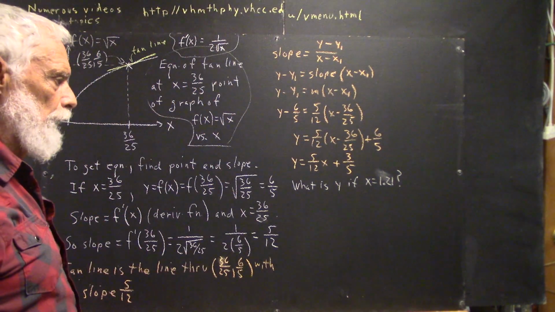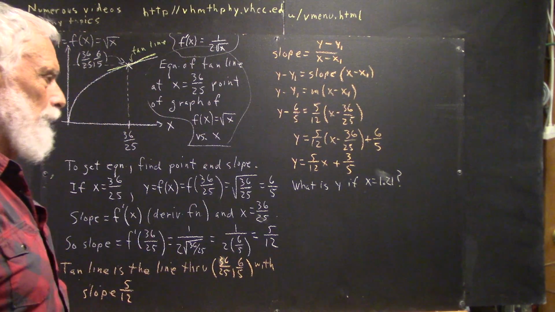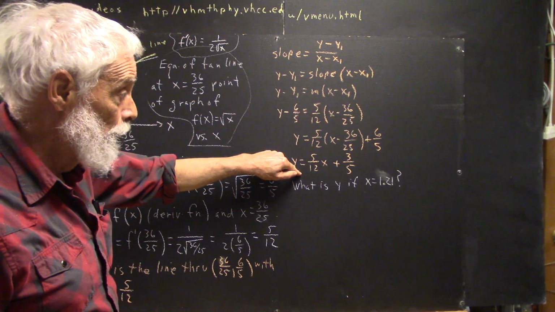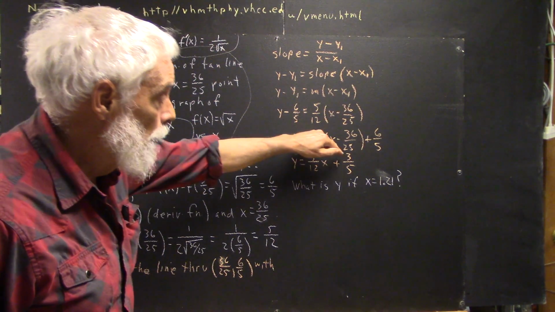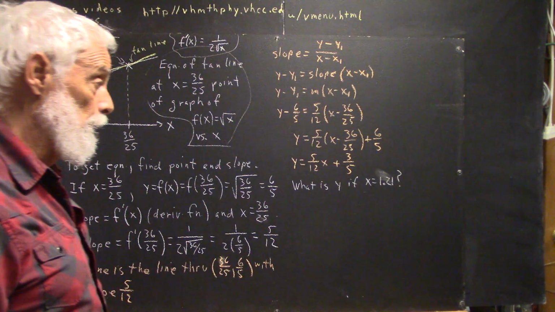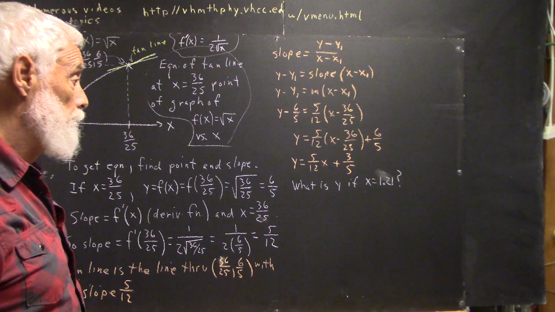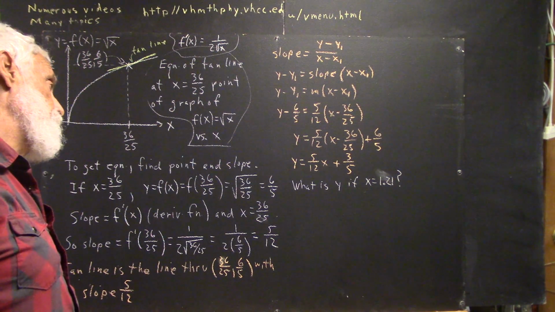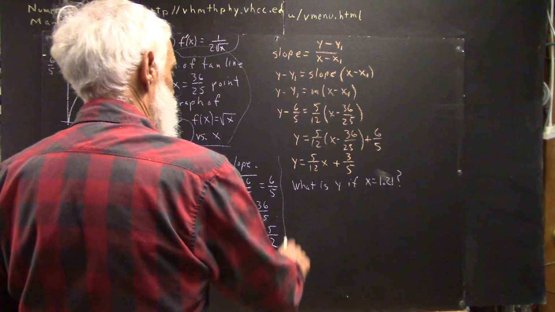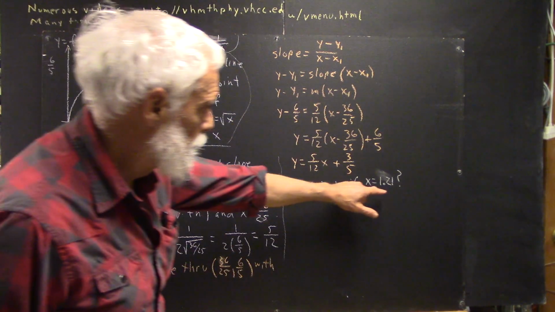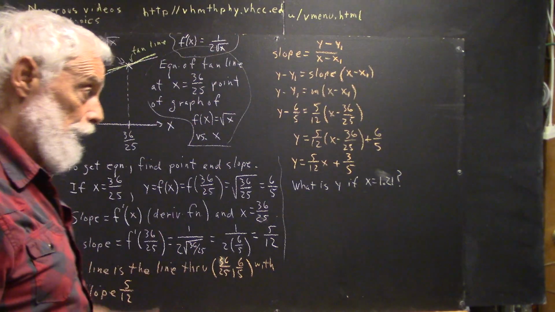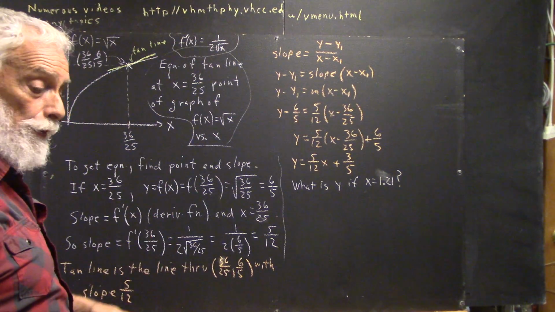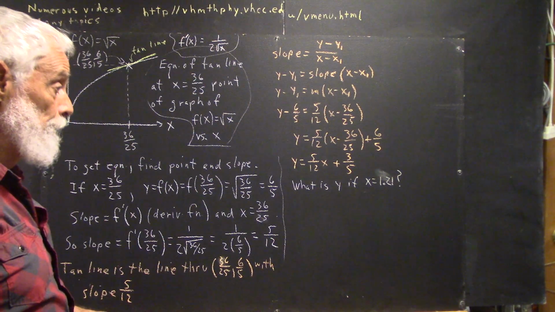I'll probably do that off camera because you don't want to watch me. 1.21 over 12 is pretty close to 0.1. So you got like 0.5 here, and this is 0.6, so you're going to get something close to 1.1. So y would be pretty close to 1.1. But it isn't exactly 1.1 because 1.21 over 12 is not exactly 0.1, is it? Well, we can do that sort of mental calculation.